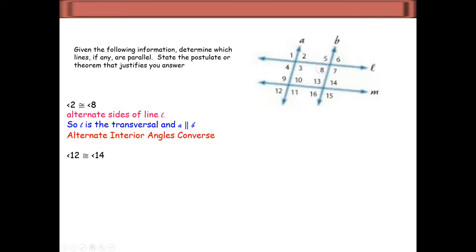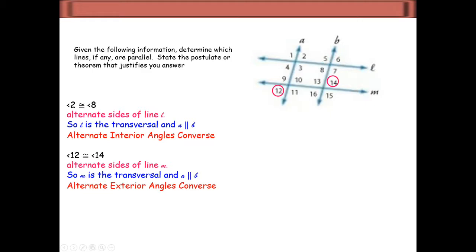If we look at angles 12 and 14, we also want to identify, are they on alternate sides of the same line? So if we see 12 is here and 14 is here, they are on alternate sides of line M. So M is going to be my transversal, and since they cross A and B, those lines are parallel. And the reason is the alternate exterior angles converse.